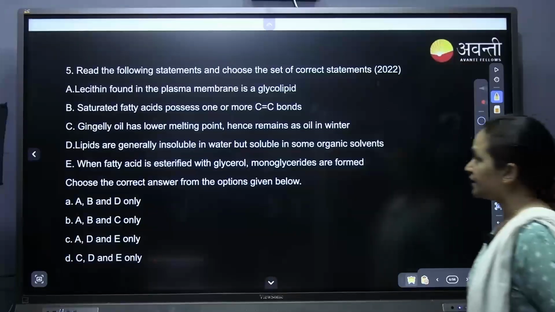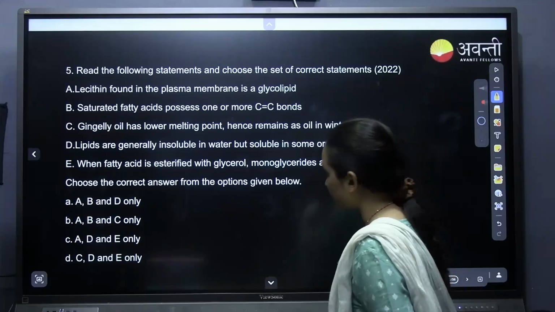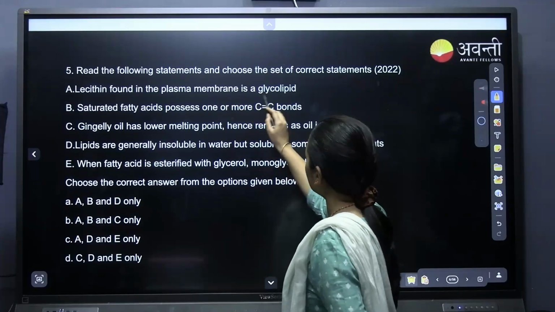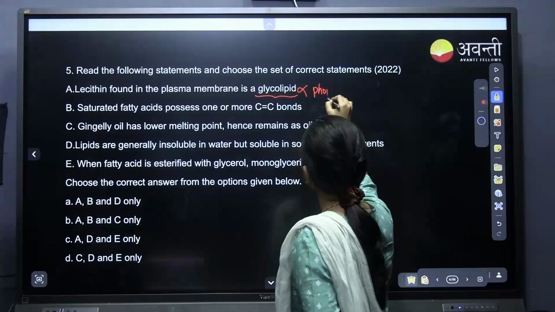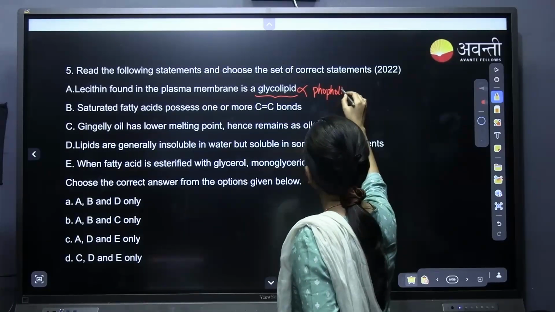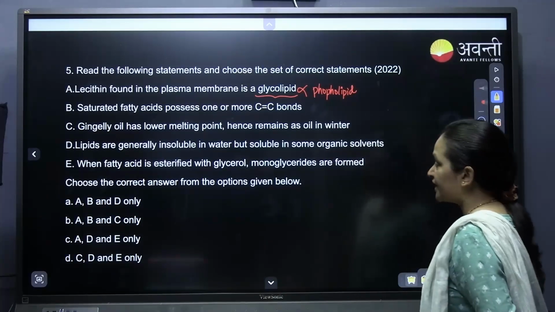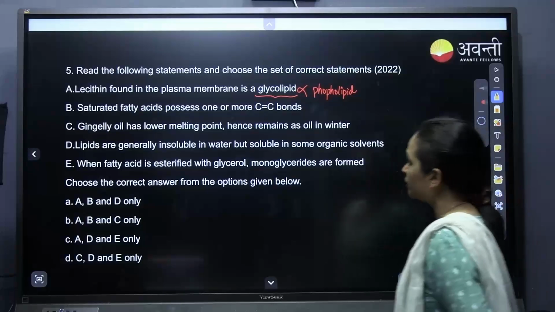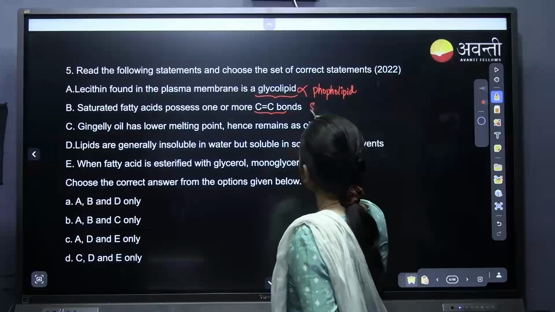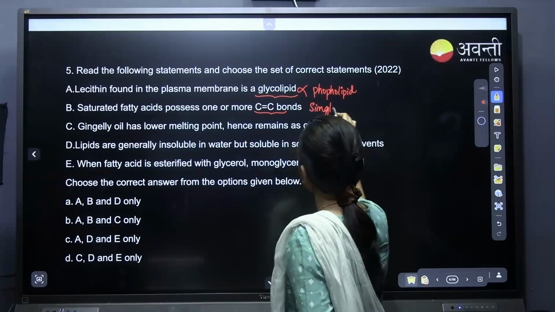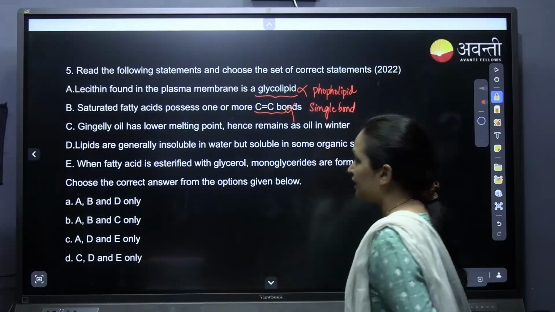Read the following statements and choose the set of correct statements. Lecithin is found in the plasma membrane. Yes. Is it a glycolipid? Actually, it's a phospholipid. Saturated fatty acids possess one or more double bonds. Saturated actually forms single bonds. It is already saturated, right? Single bond, which makes this a wrong statement.